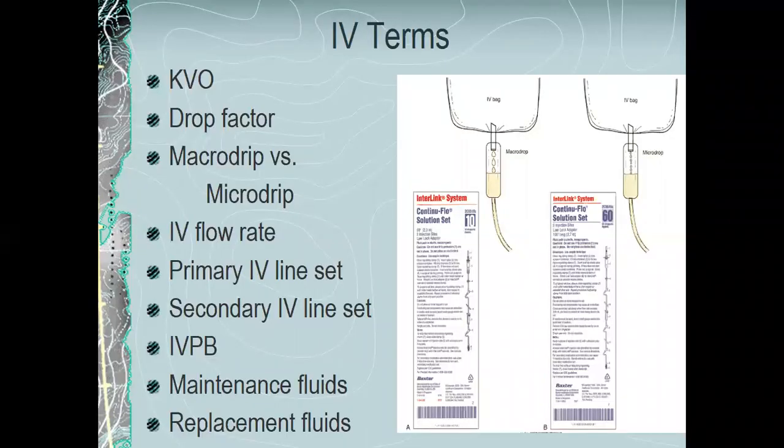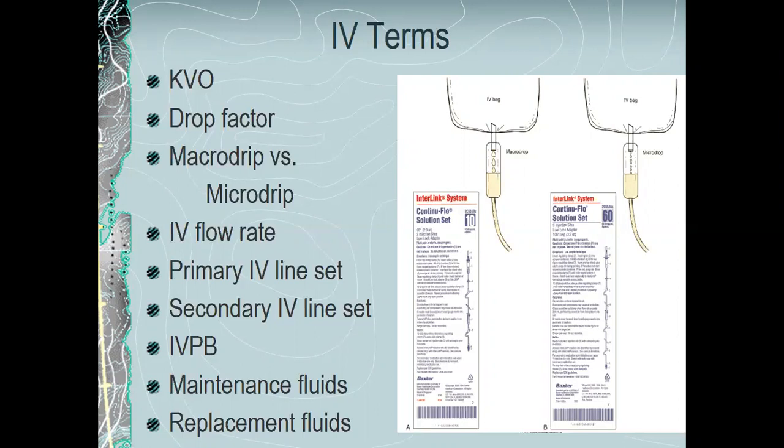So let's talk about some terms that you'll hear whenever you are talking about IV therapy. The first one we're going to say is KVO, or keep vein open. And so that is typically, if you hear somebody say patient has normal saline at KVO, it's meaning that it's going at a very slow rate just to maintain that IV access. It's not a therapeutic amount of fluid going in. It's usually anywhere from 10 to 30 mLs per hour.